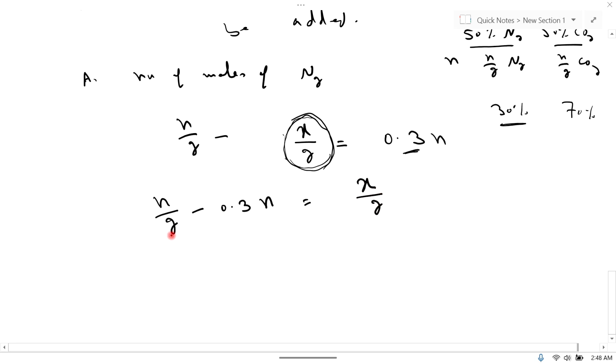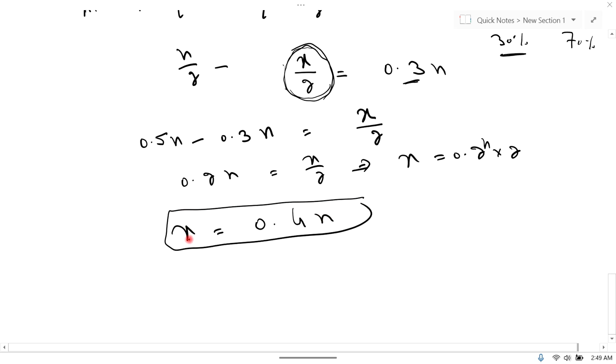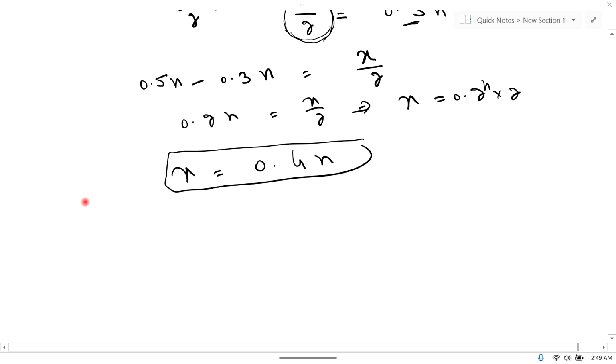So now n by 2 is basically 0.5 n. 0.5 n minus 0.3 n is equal to 0.2 n, which is equal to x by 2. Now cross multiply this, so x is equal to 0.2 multiplied by 2 n, which is equal to 0.4 n. So x, the number of moles to be removed from the mixture, is equal to 0.4 n.